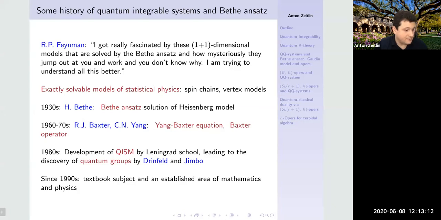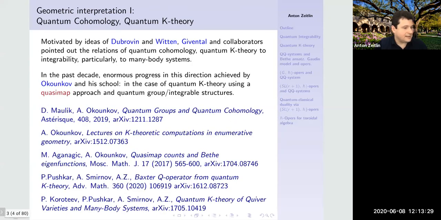And now it's a textbook subject, although unfortunately for the mathematics community, there is still no good available source describing Bethe ansatz and so on. So people have to learn it from physics textbooks or articles. So let me talk about the two geometric facets I will discuss.